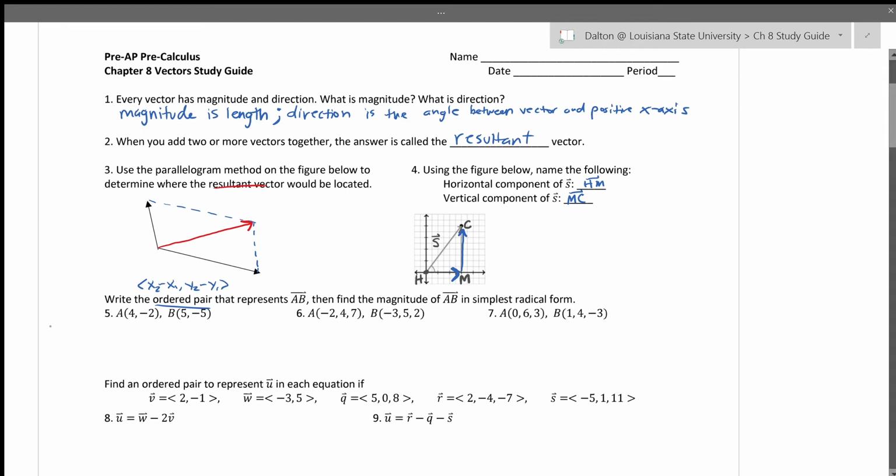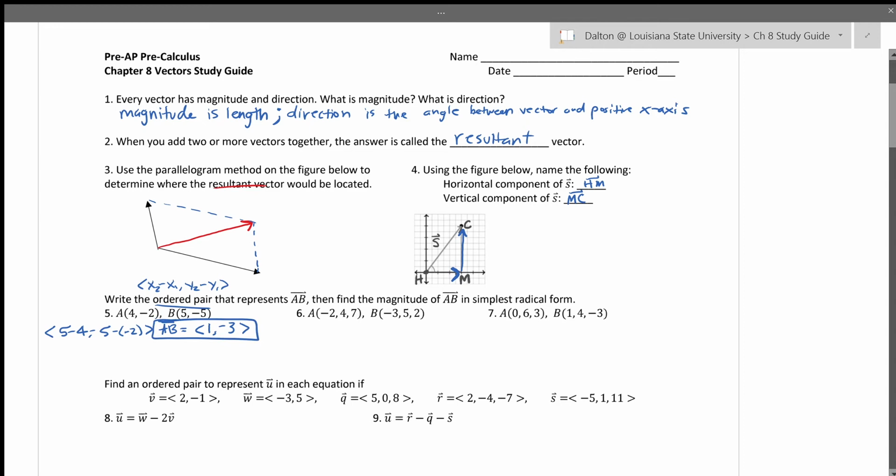So for number 5, if we take our x's, you'll always take the second coordinate and subtract from it your first coordinate. Direction matters. So this would be 5 minus 4. And then the y's will be negative 5 minus negative 2. So when we simplify that, vector AB has components 1 and negative 3. So there's the first part of your answer.